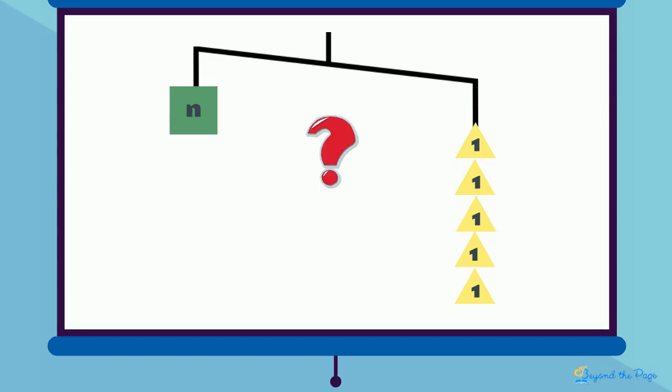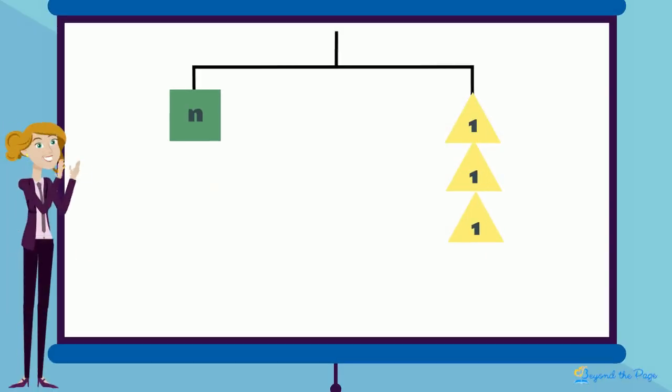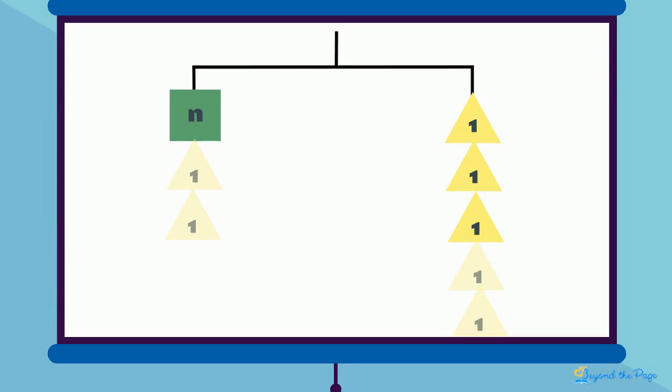Yes, you're right. Since you removed 2 triangles from the left side, you should do the same thing to the right side. The hanger is back in balance. By removing the same value, in this case 2 triangles, from both sides, you kept the value of the 2 sides equal. Now you know that the square is equal to 3 triangles. Since the square is n and the triangles are each 1, that means n equals 3.